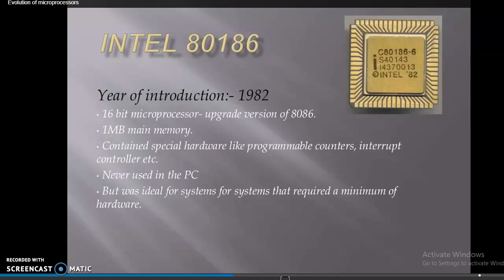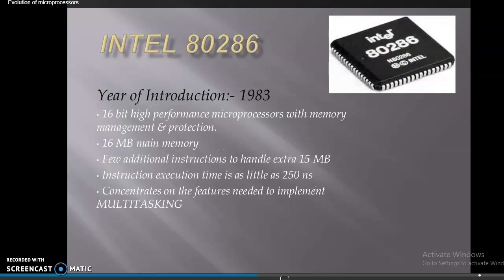And then the 80186 Intel microprocessor was introduced in the year 1982. It is also a 16-bit microprocessor. It contains special hardware like programmable counters, interrupt controller, etc. You will see in our future classes what programmable counters, interrupt controllers and all those things are. And then the next microprocessor introduced by Intel was 80286 in the year 1983. It is a 16-bit high performance microprocessor.